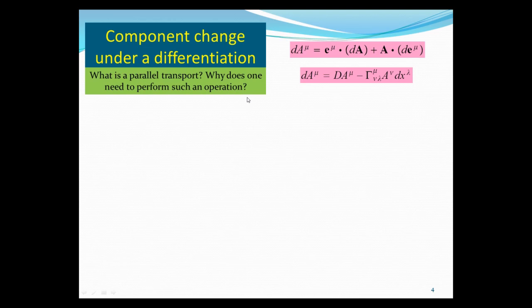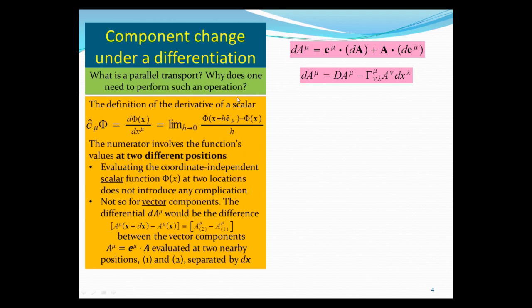So, what is paratransport? Why does one need to perform such an operation? Let's go back and look at the definition of the derivative of a scalar function. Del mu phi, which means differential of phi with respect to x mu. We know the definition is the scalar function evaluated at x plus a little displacement h in the neighborhood, minus phi of x, divided by h, where h goes to 0. That's the definition of the derivative.